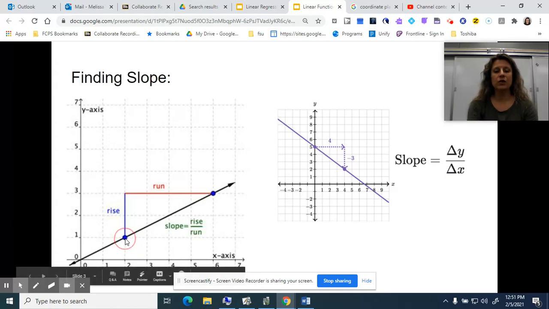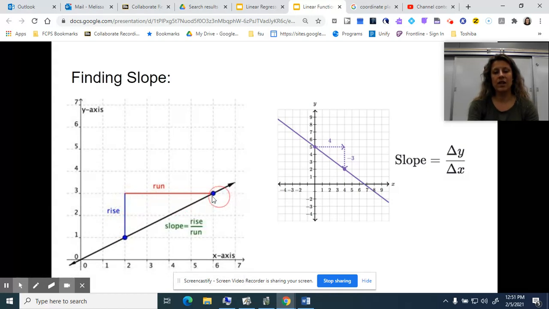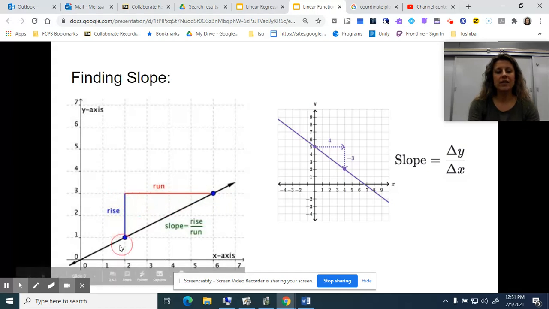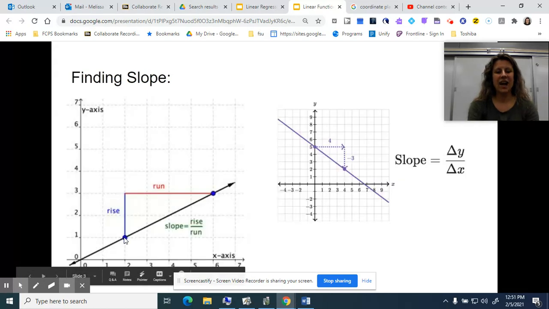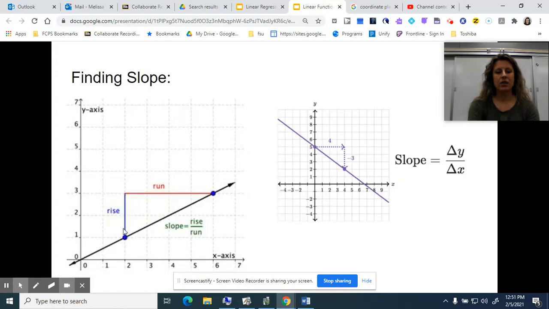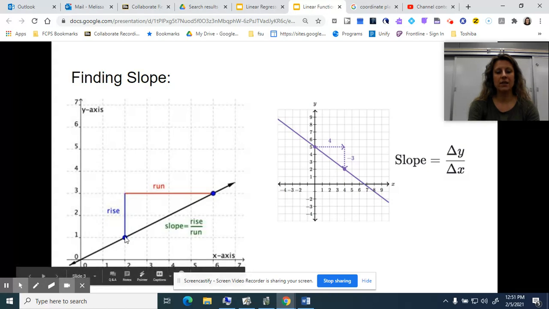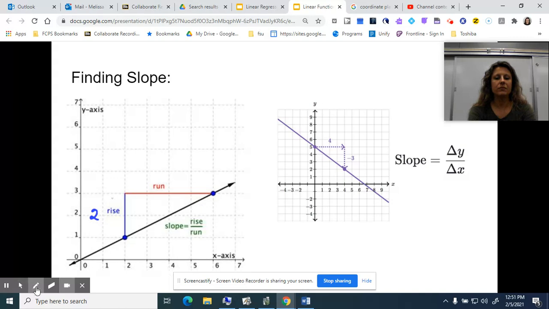The rise refers to the vertical distance between the points, and the run represents the horizontal distance between the 2 points. So in this example, I start at 1 and I go to 3. If I were to count that difference or the boxes, I'd have a rise of 2. So my rise for that first example would be 2 units. Looking at the run, I start at a value of 2 and I end at a value of 6. So again, that difference, or if I count the boxes, the run is 4.